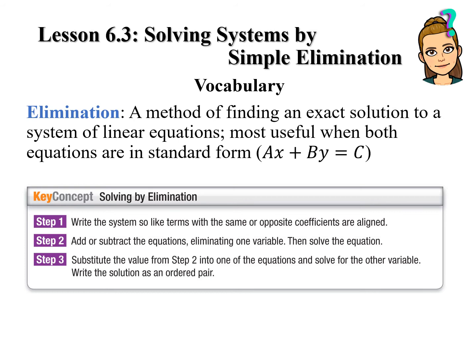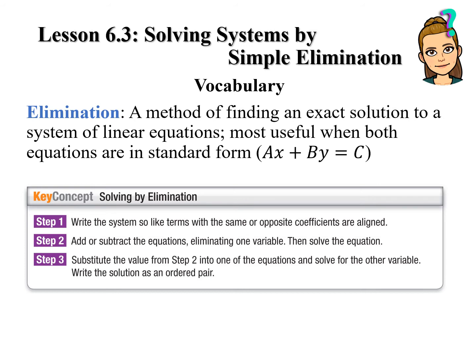So in your notes, I want you to write down the 3 steps to solve by elimination. Pause the video now if you need to. You're going to write the system so like terms with the same or opposite coefficients are aligned. I like addition best, so I want to make sure that I have opposite coefficients, and we'll talk about how we can rearrange our equations so we have our vertical alignment there.